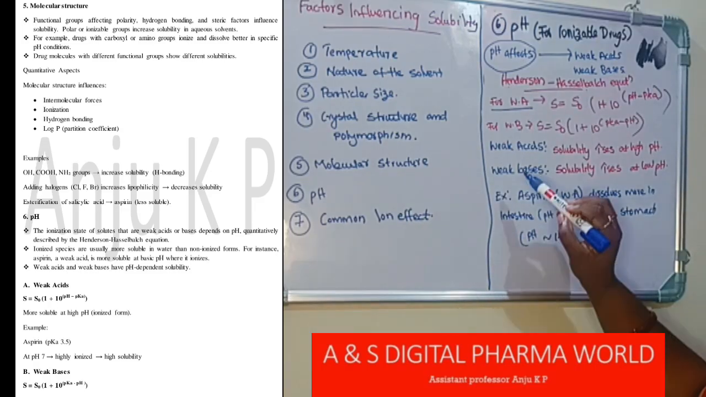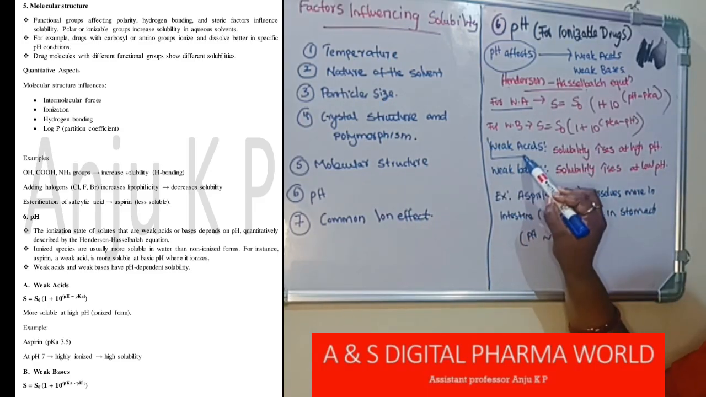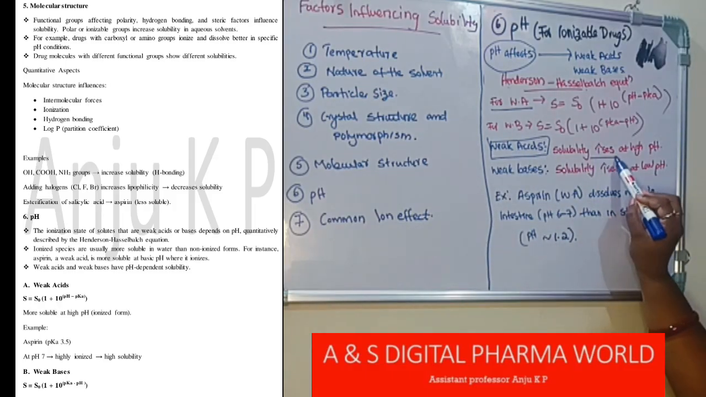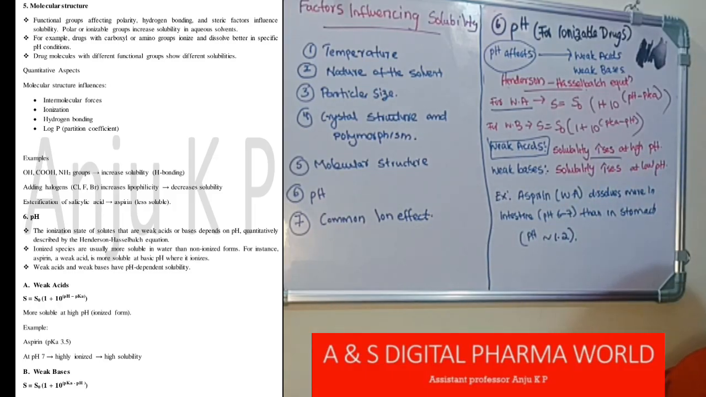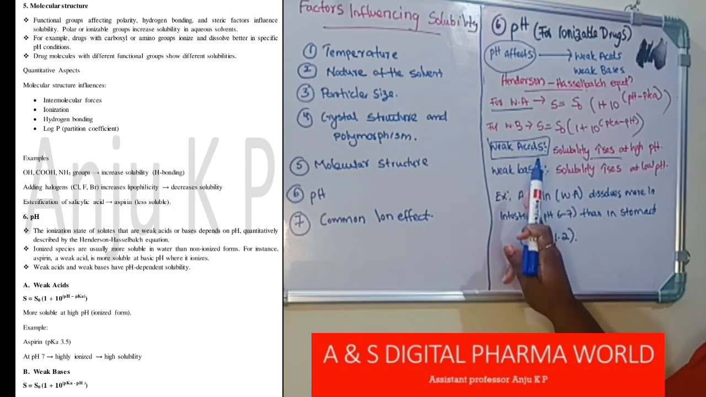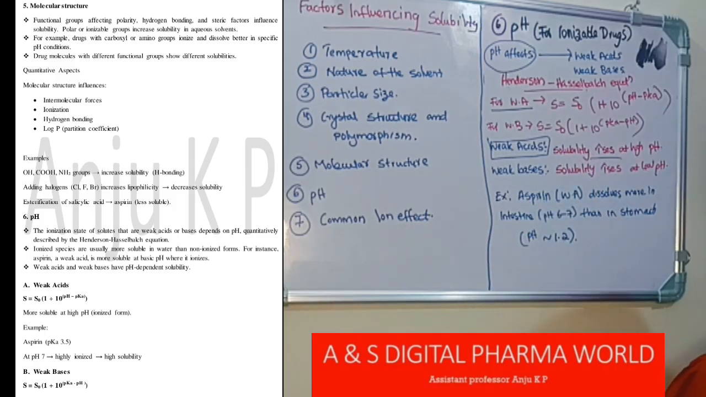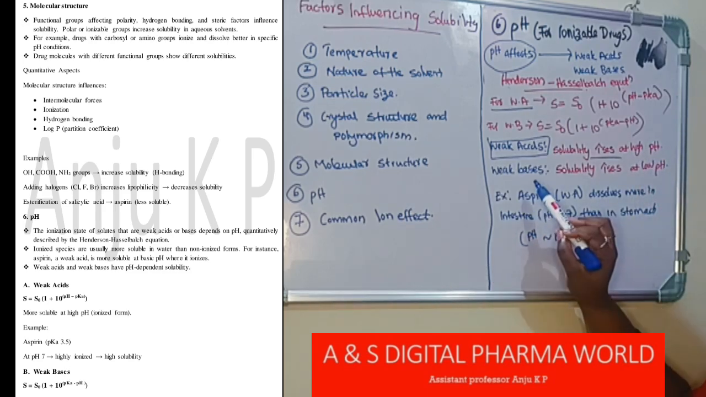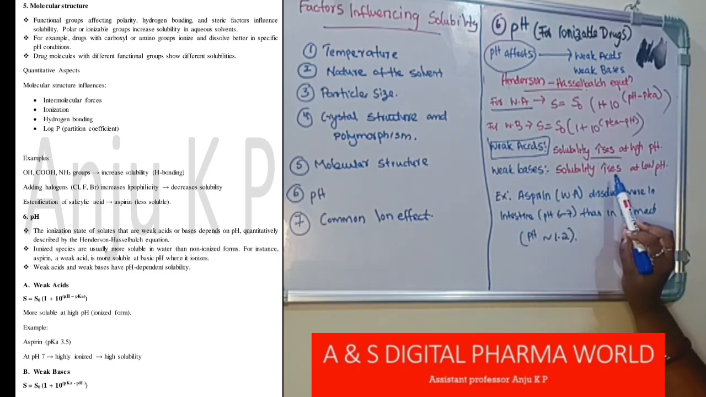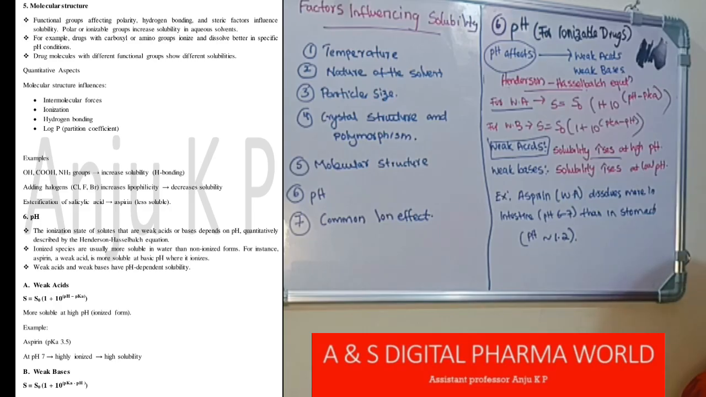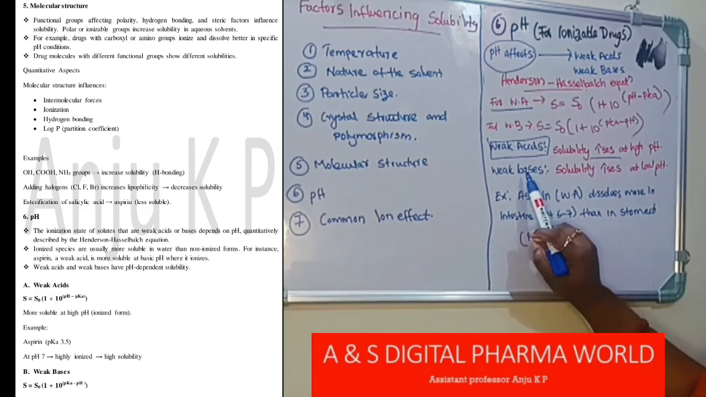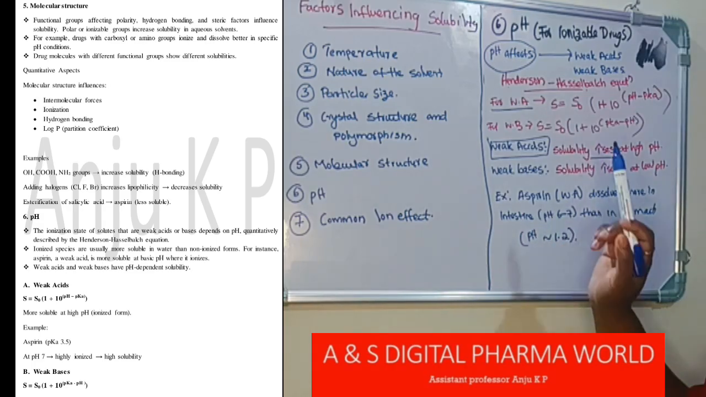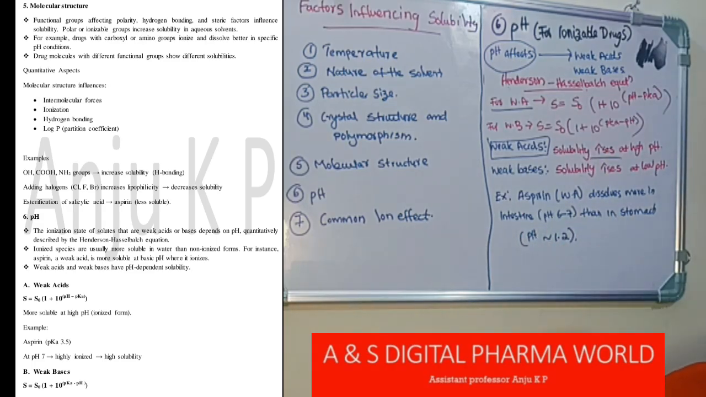In the case of weak acids, solubility will increase at high pH. If you are taking a weak base, solubility will increase at low pH. So for weak bases, we have to maintain a low pH to increase the solubility.